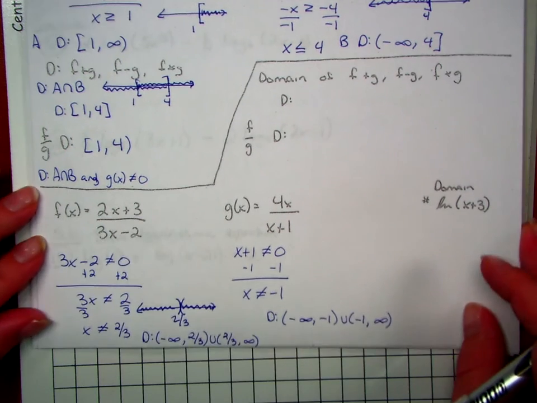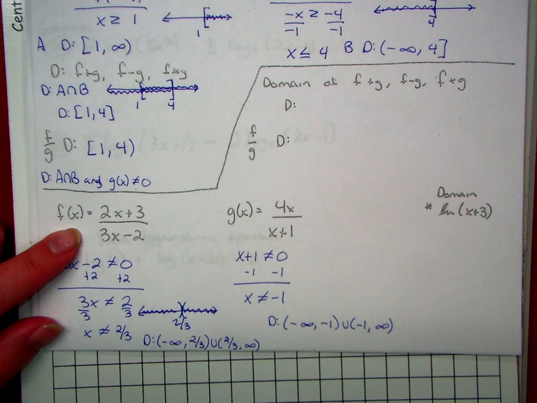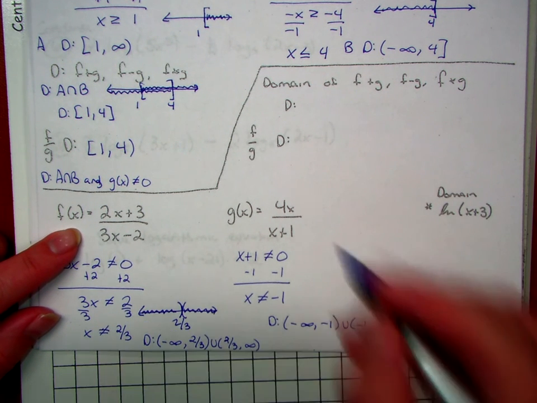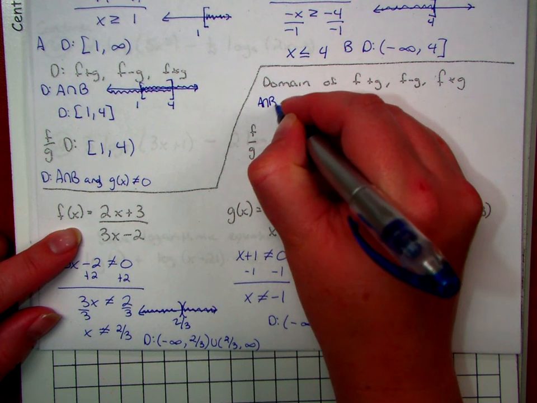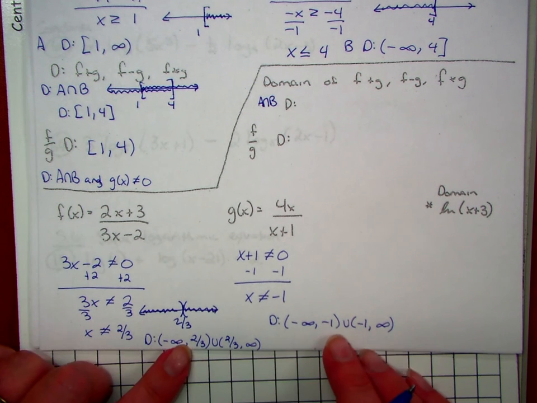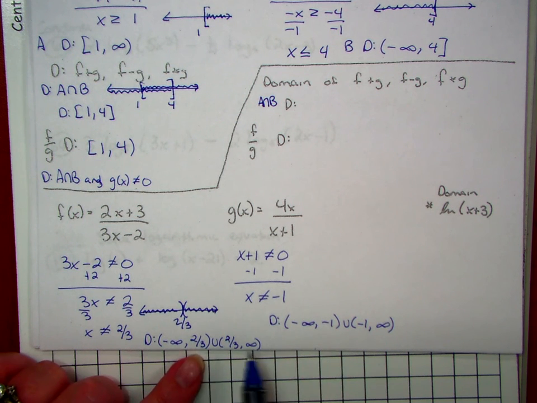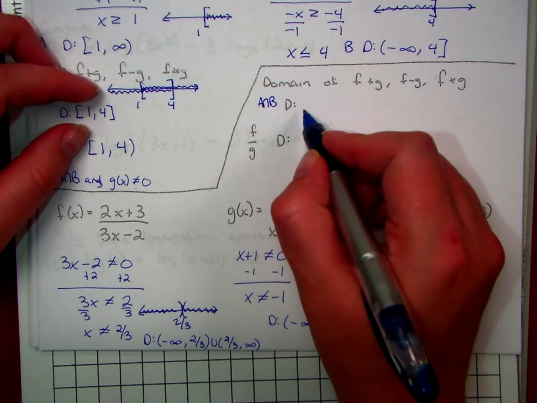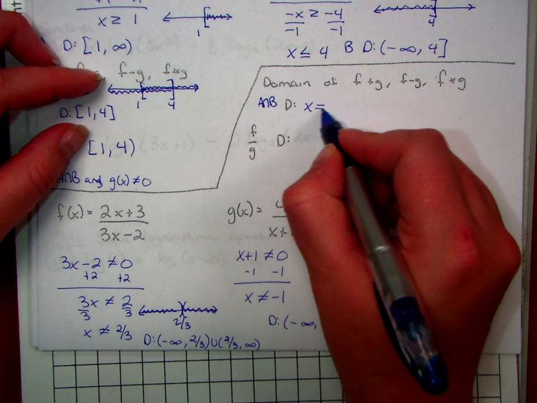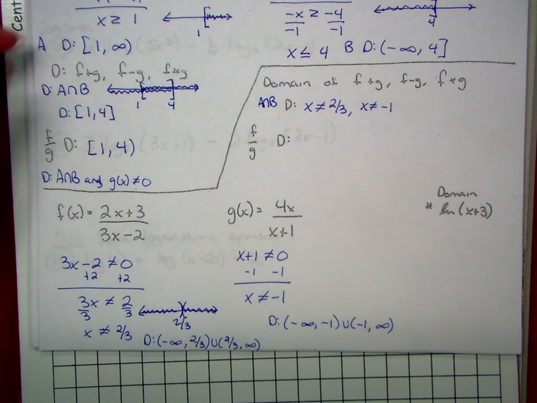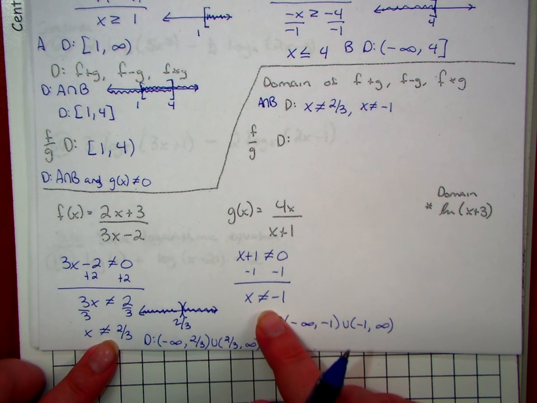So when we talk about what if we were to add these two functions together, or subtract the two functions, or multiply the two functions, we're doing that A intersect B again. So where do these two functions overlap? Well, they overlap everywhere but 2/3 and -1. I'm not going to write this in interval notation. I'm just going to say x can't equal 2/3, comma, x can't equal -1. It can't be either one of those numbers. Any other number is fine. So you just combine the two individual domains.